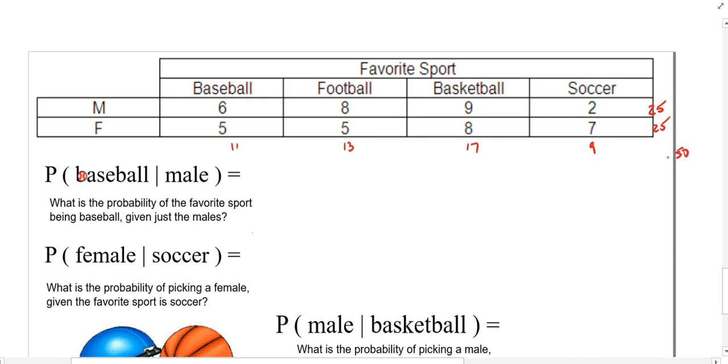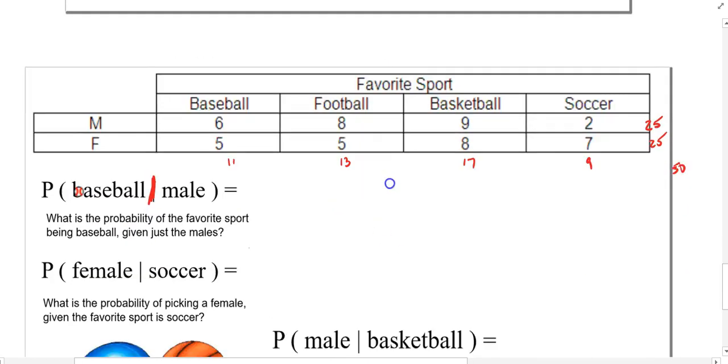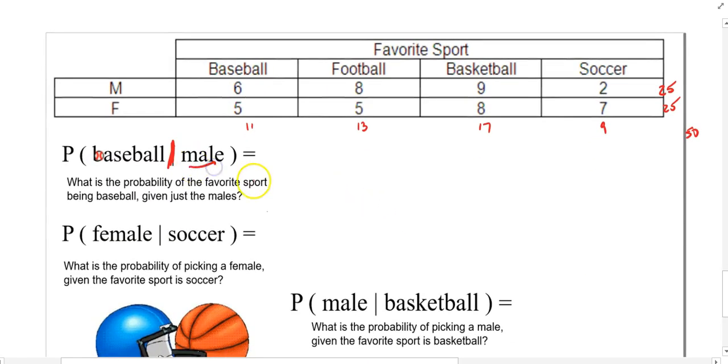So it's asking, what's the probability they play baseball given they're males? That means we're not interested in the whole table. We're only interested in the males, the row that has males in it. How many males are there? 25. Of those 25 males, how many play baseball? So I would look across here, and if I'm only interested in this row, these 6 people play baseball. So the probability then is 6 out of 25.